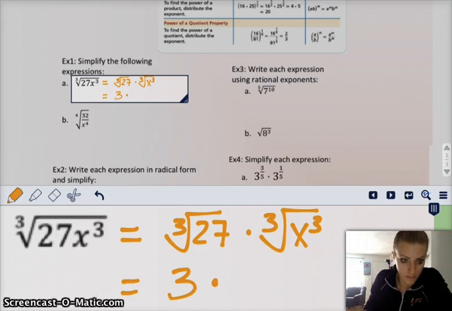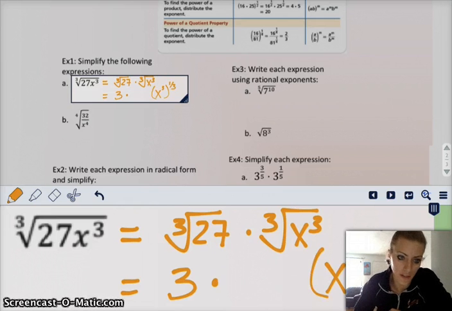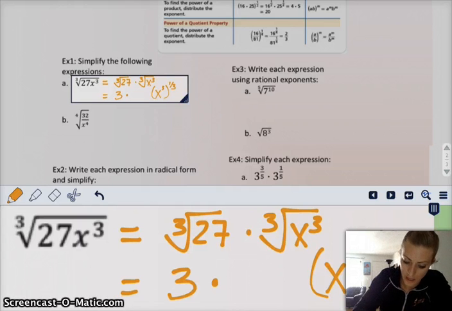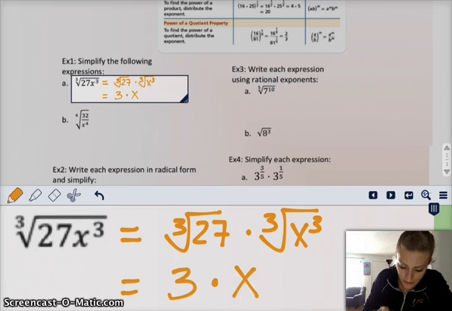Or if you need a refresher, right, you have x cubed raised to the 1/3. Multiply exponents, you get 3 over 3, x to the first. So that ends up being just x. So the cube root of 27 times x cubed is 3x.